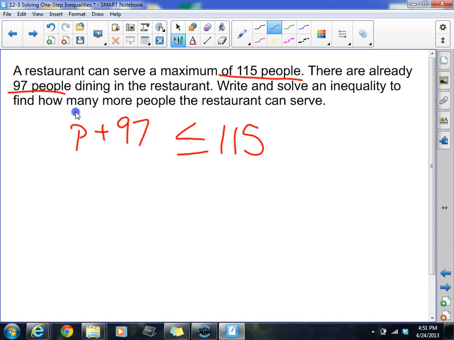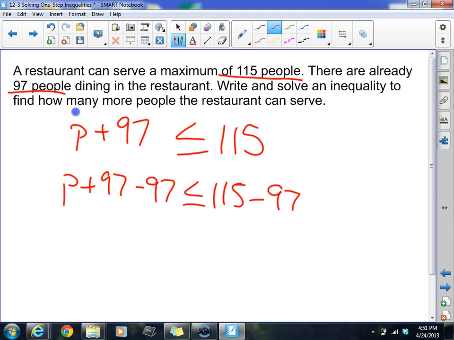So now, once again, I'm going to solve it just like I did all my other problems. I'm going to go P plus 97 minus 97. P must be less than or equal to 18. When you subtract those two, you get 18. So it can only have 18 more people. It cannot have more than 18. It must be less than or equal to 18 people.